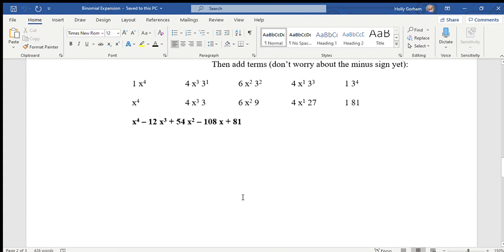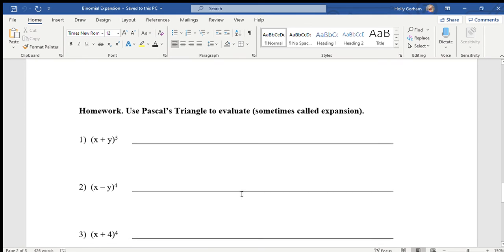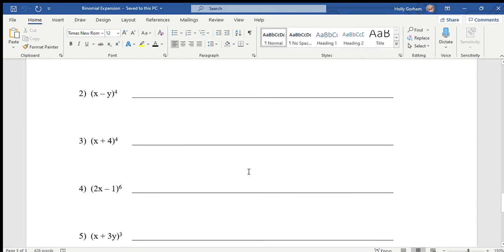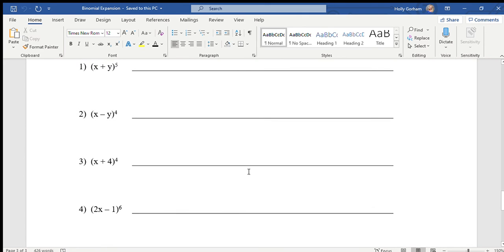Your homework is going to be on this next page. You've got 5 problems and you're just going to use Pascal's triangle to evaluate. It's also called expansion, so sometimes I may say expand or evaluate. It means the same thing, but that is your homework, so you can complete that and get it back to me.